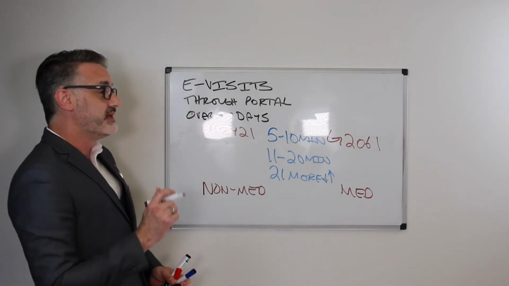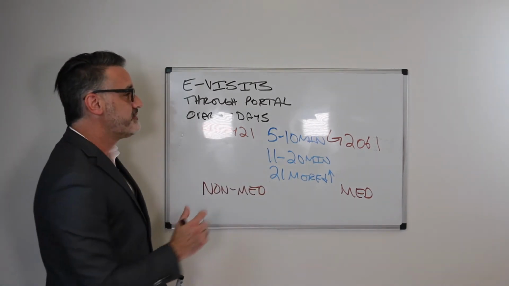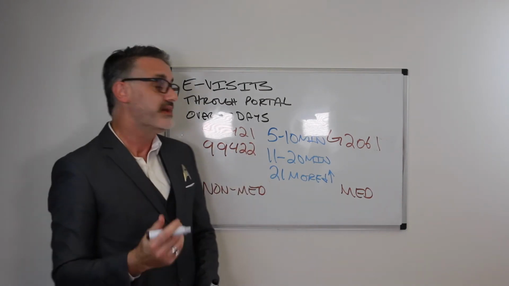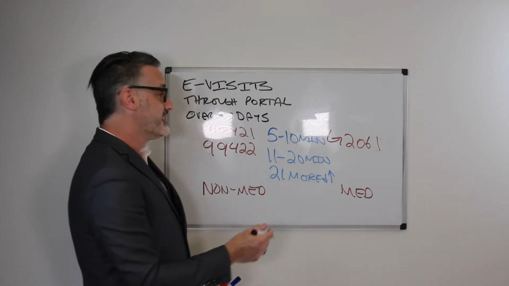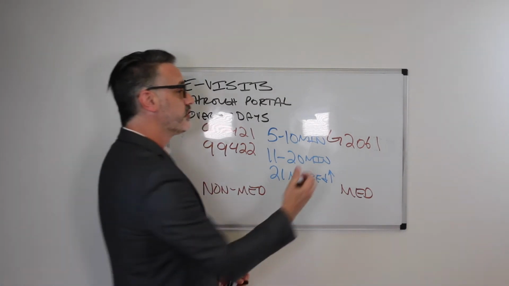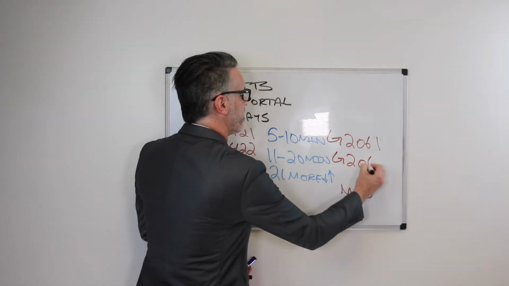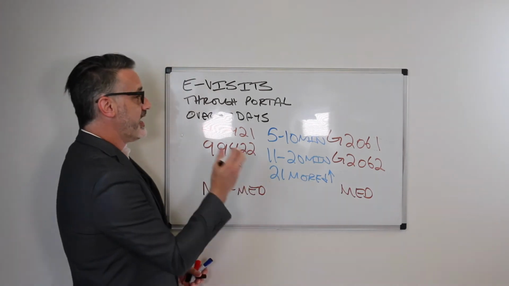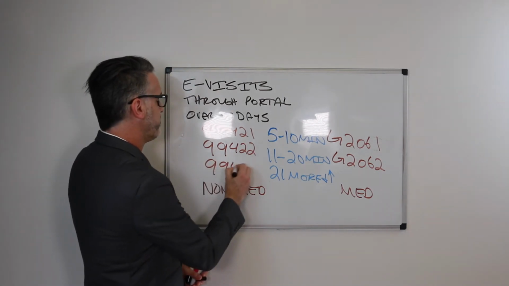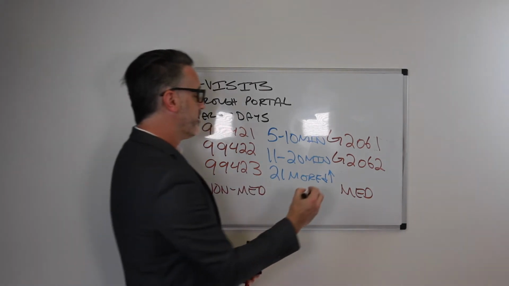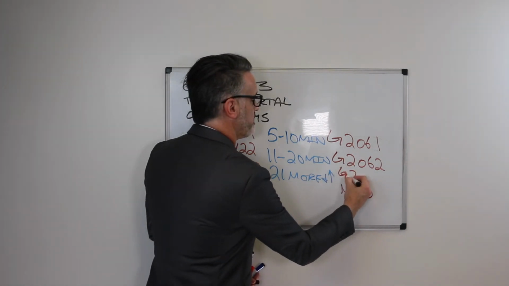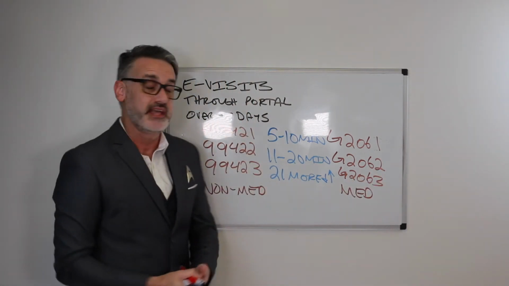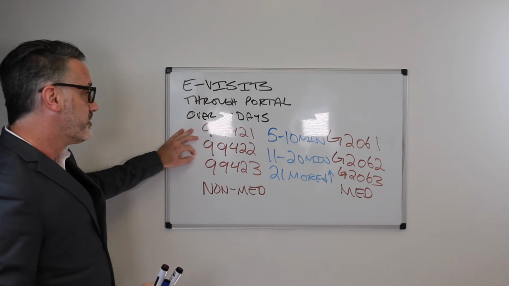If it is a non-Medicare patient for a longer period of time, 11 to 20 minutes, that would be coded as 99422. And the Medicare patient, 11 to 20 minutes over a 7-day time period over the patient portal, we code as G2062. Finally, 21 minutes or more: non-Medicare, 99423, while Medicare patient, G2063.